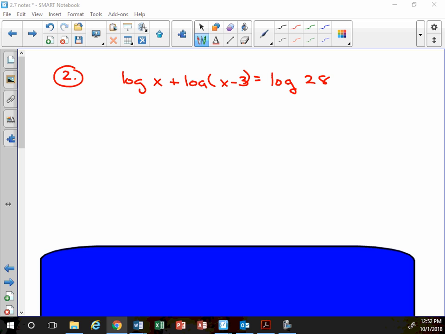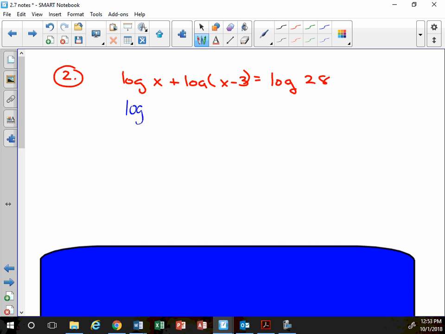Right, guys, do you see how this is a little different than the last one? Okay, it's not an exponential equation to start with. It's got a bunch of logs going on. Any thoughts as to what we should try to do? Condense the left side. Yes, condense the left side.